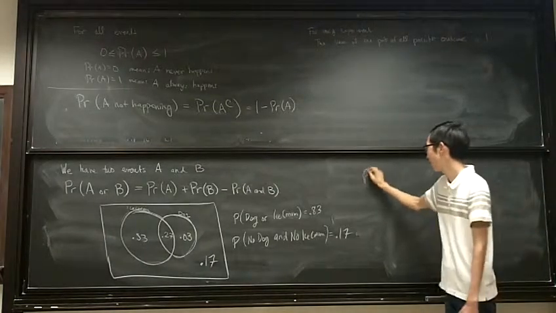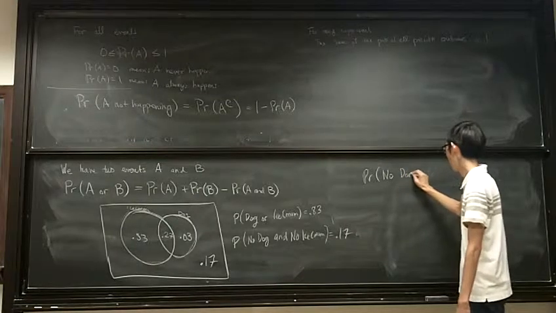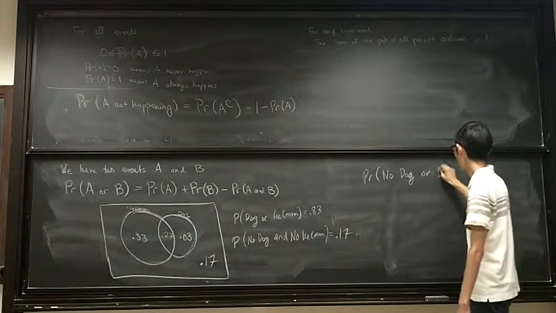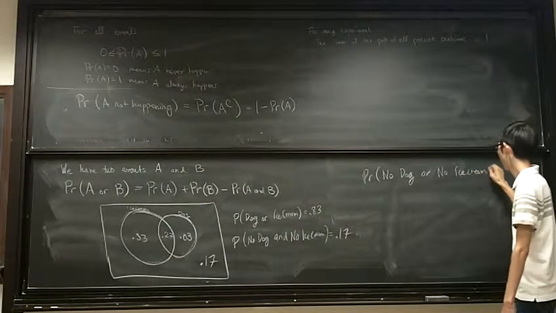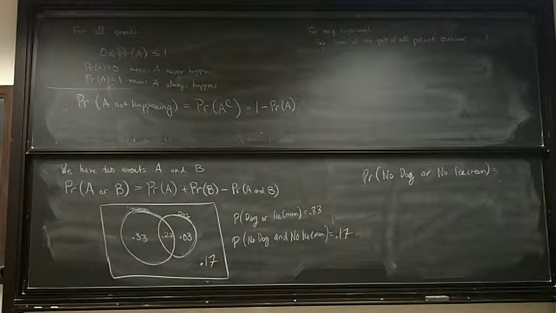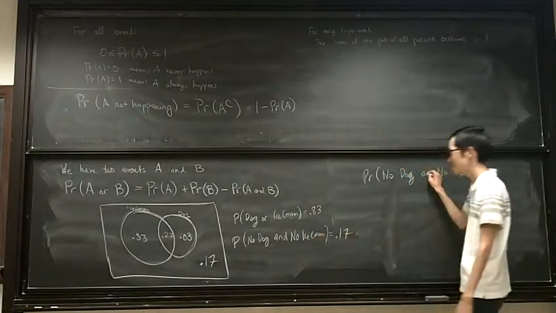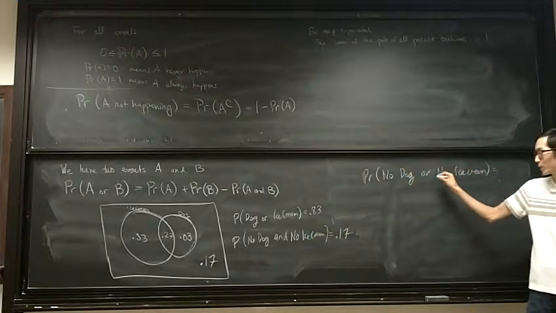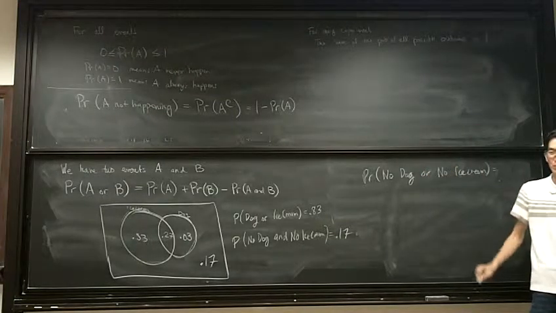And then one more. What about the probability of no dog or no ice cream? Didn't you say and/or is the same thing? Well, and is not an and/or. This one, the or is the and/or. So the probability of no dog and/or no ice cream.